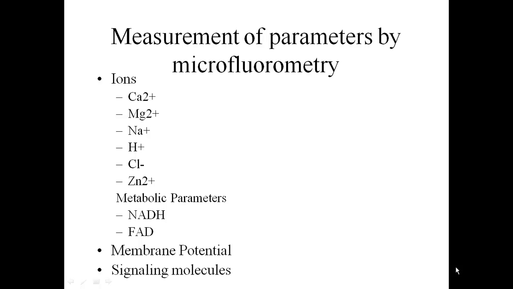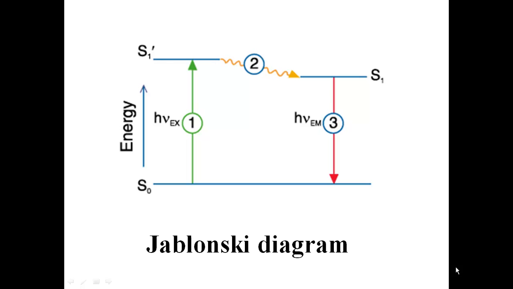You can also measure metabolic parameters like NADH or FAD, and you can also measure membrane potential if you use probes that are sensitive to changes in membrane potential. You can also measure signaling molecules like cyclic AMP or nitric oxide if you have the right probe to detect these signaling molecules. And one can measure these parameters from a single living cell in real time without resorting to destructive biochemistry. In this sense, this is a powerful and convenient method.